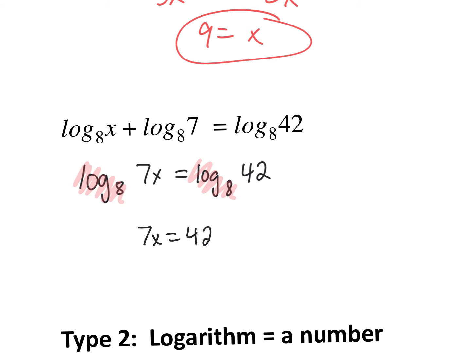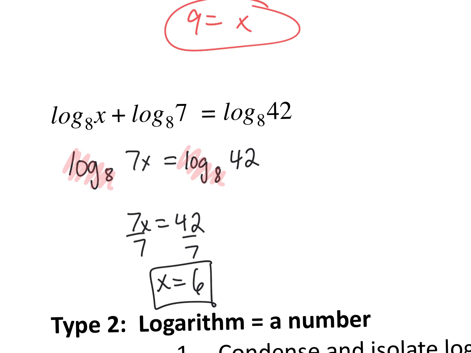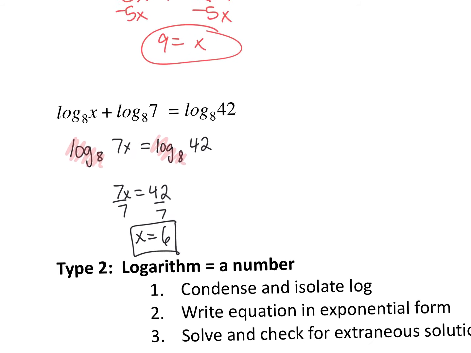What can we do? Divide by 7. And what is 42 divided by 7? 6. Good job. You would make your 3rd grade math teacher proud with those division facts.